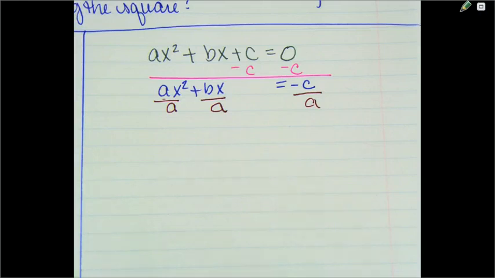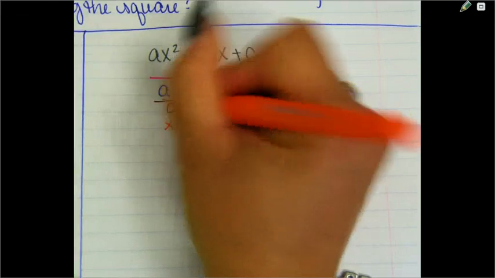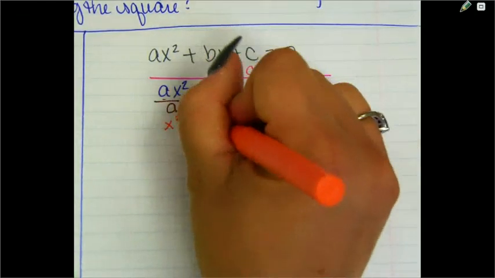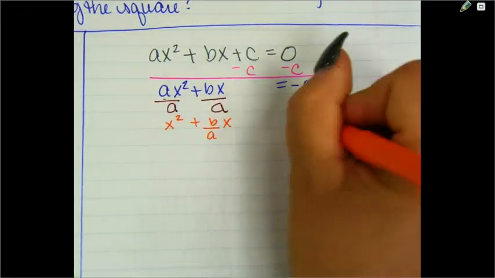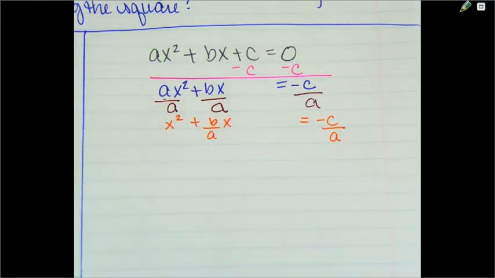Okay? All right, I'm going to rewrite what we have. We have x squared, because A divided by A is just 1. We have positive B over A times x. We have still a space, and we have a negative C over A on the other side of the equal sign. Make sense? Questions? We followed what happened, right?